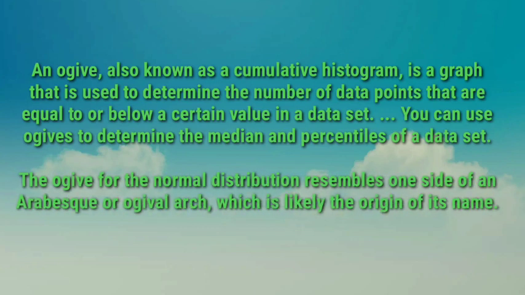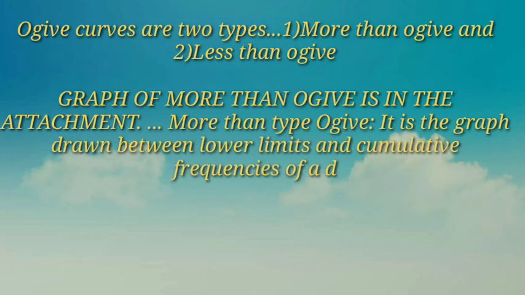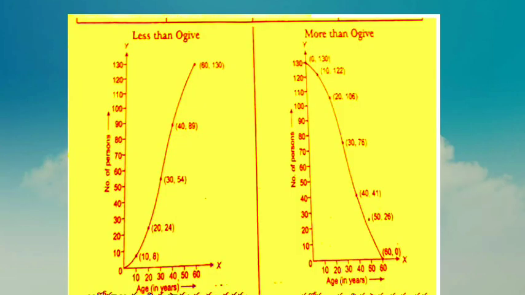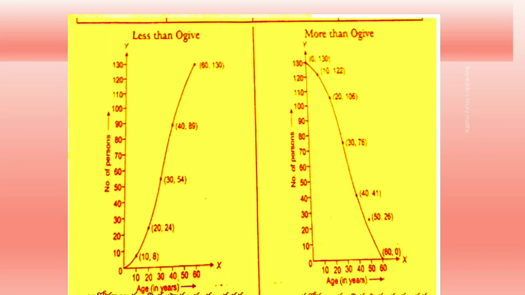And ogive is also known as cumulative histogram. There are two types, more than and less than: less than ogive and more than ogive. And we can solve these two types of problems.